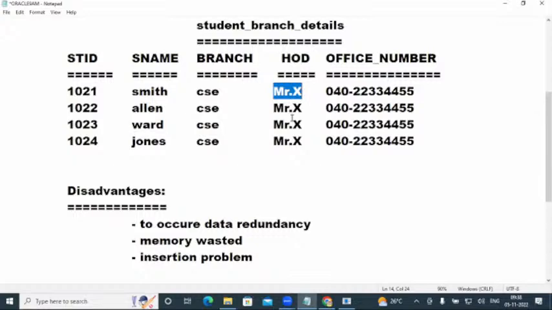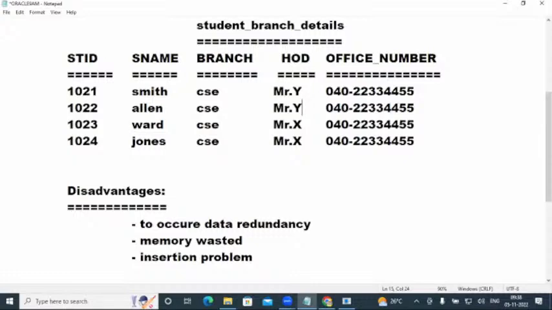And what does your system admin in your college want to do? The new HOD's name, I want to replace in my HOD column. Understand now? So now what does the system admin do? He was replacing like this: Mr. Y, Mr. Y. A few records he replaced, the remaining few records, suppose he left.